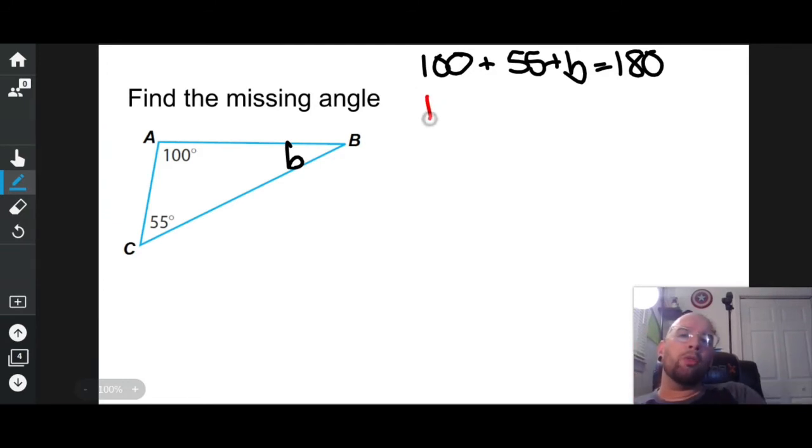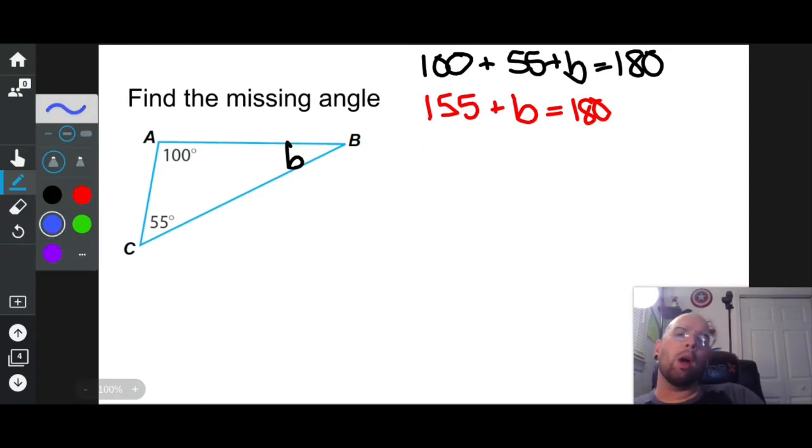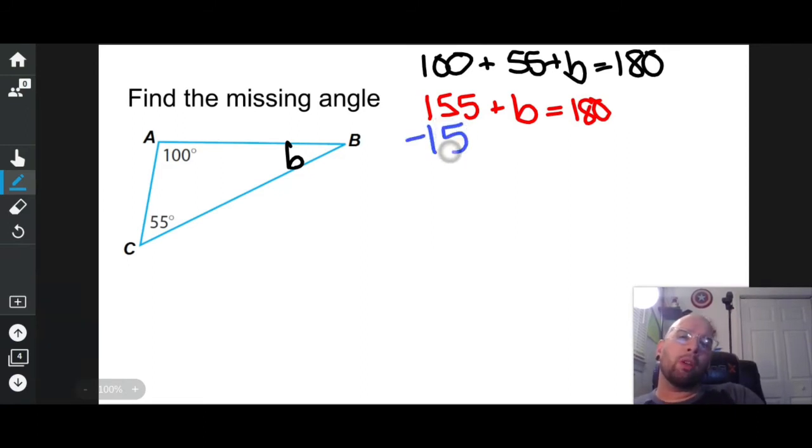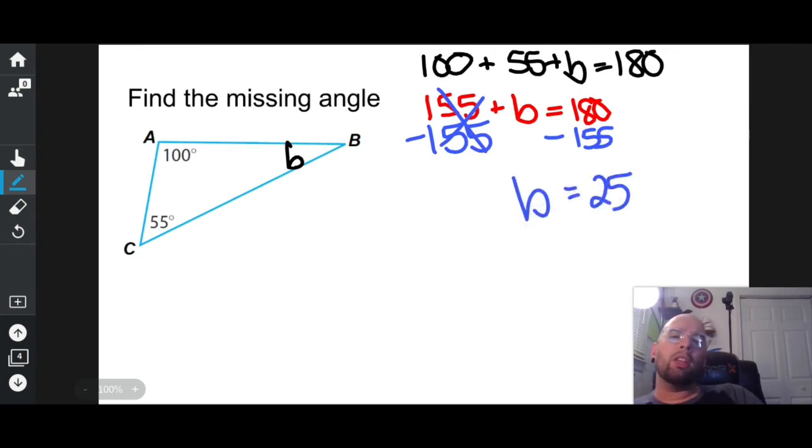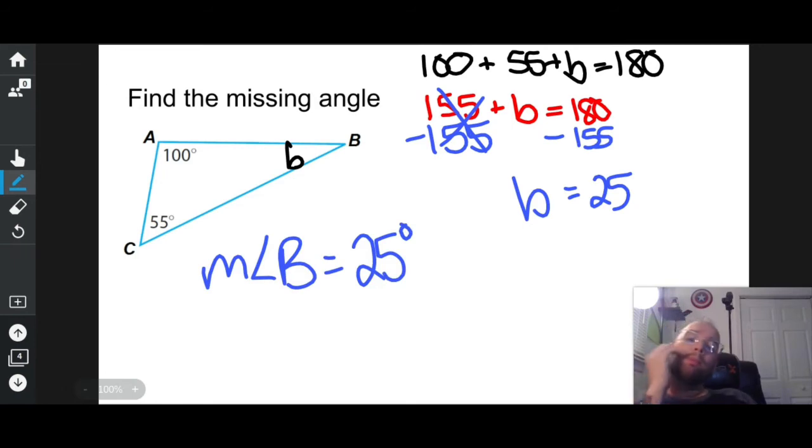This gives me 155 plus B equals 180. Is B all by itself? Nope. What is in the way? I'm going to subtract 155 because 155 is in the way. Subtract 155. Cross you out. And B is going to equal 25. So the missing angle, the measure of angle B, is 25, and we measure angles in degrees.